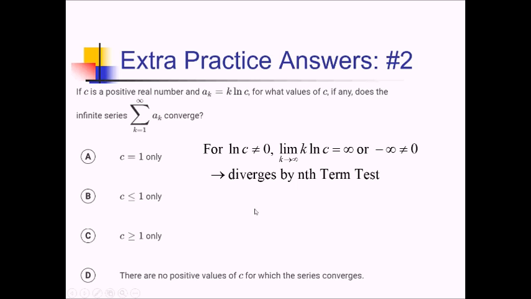unless you have one specific c value. If your c value here is 1, so that ln of 1 is 0, and you're basically multiplying k by 0 and just adding a bunch of zeros over and over again, if c is 1, then this will converge, and that's it. So that would be choice A.